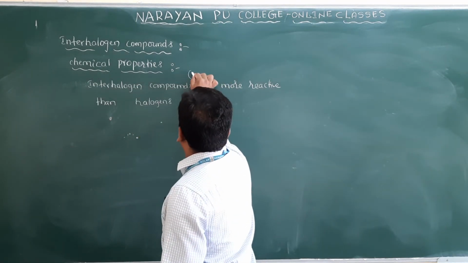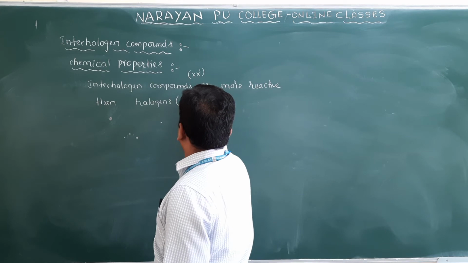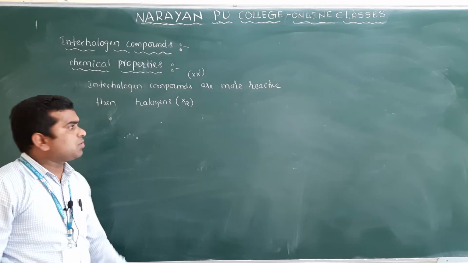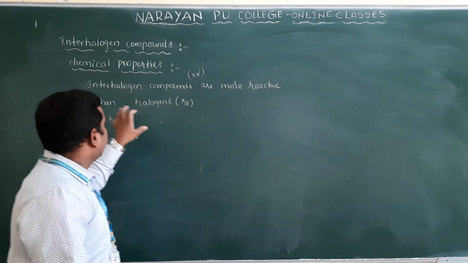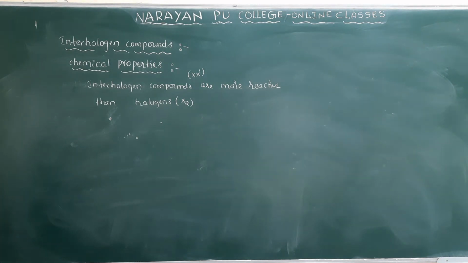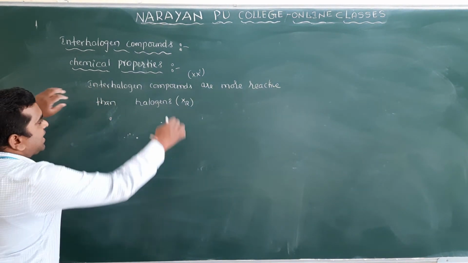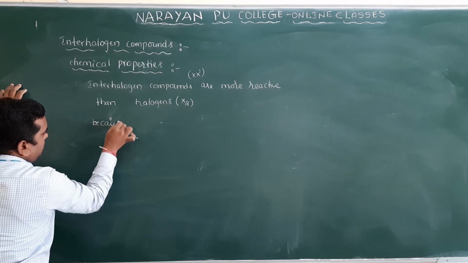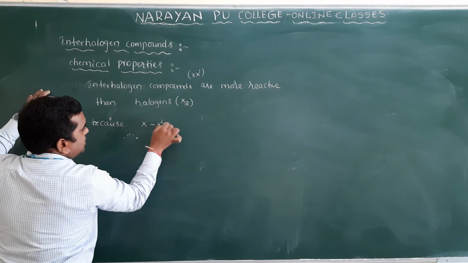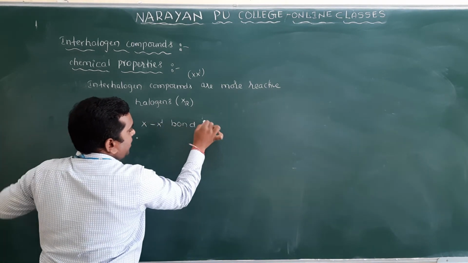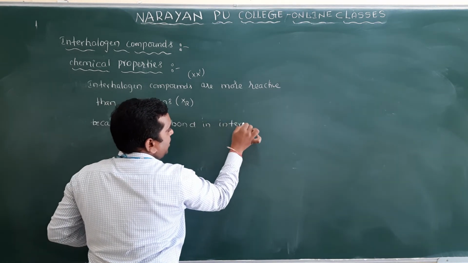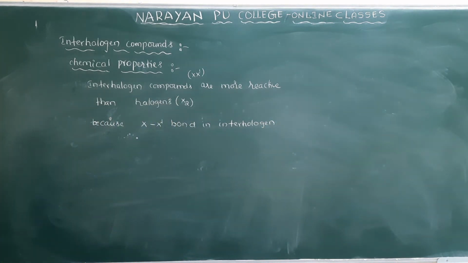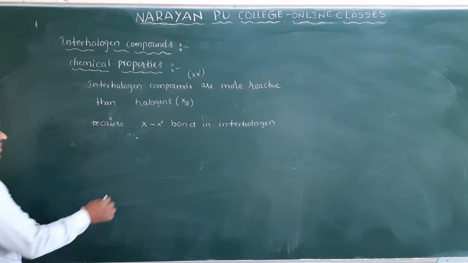Interhalogen compounds, I can write here as XX'. Halogen, I can write here as X2. Clear? So this is the question they ask in the PU examination. Why are interhalogen compounds more reactive than the halogens? This is because the XX' bond in interhalogens is weaker.